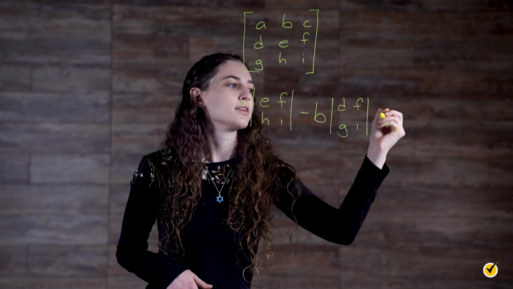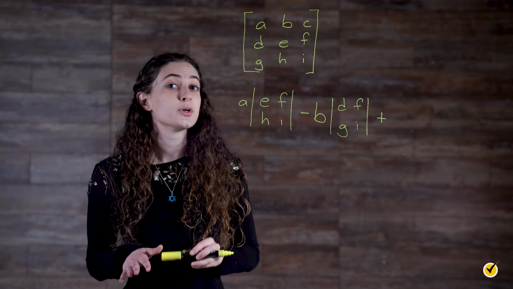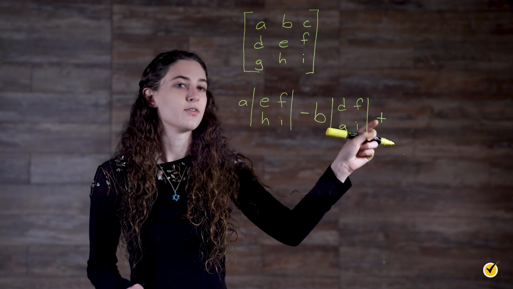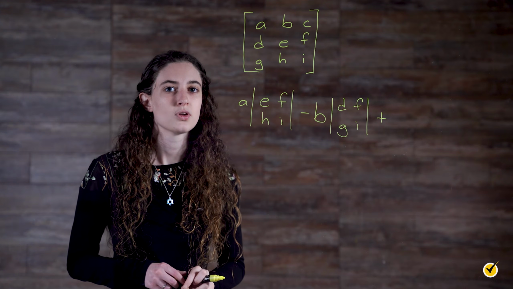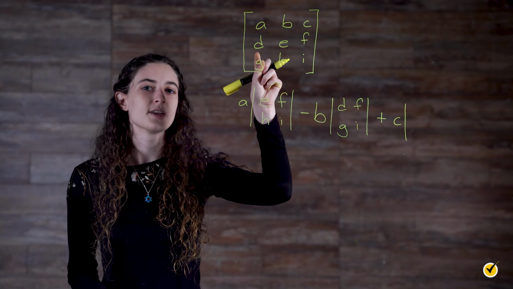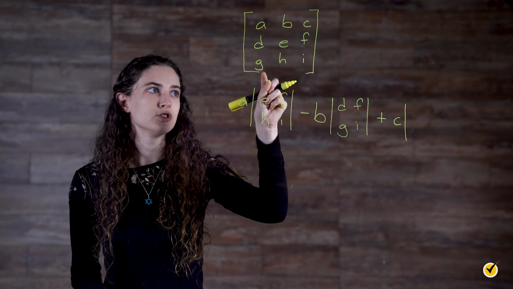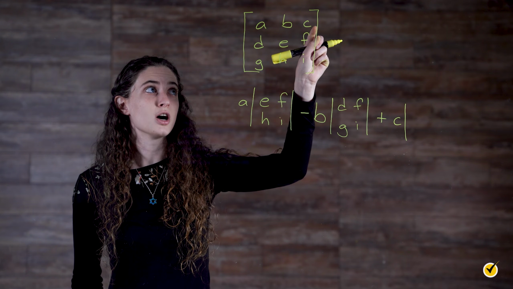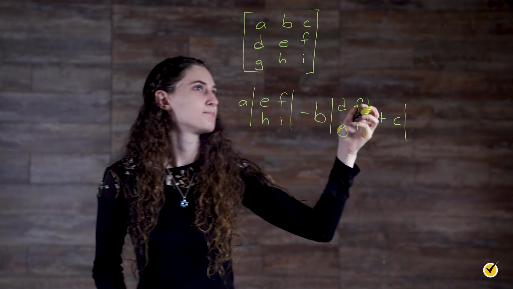Finally, we will add the last part of our equation. Remember, we do this because we are alternating signs: positive, negative, positive. So we have C times the determinant of D, E, G, H. Because again, remember, it's the elements that are not in C's row or column.